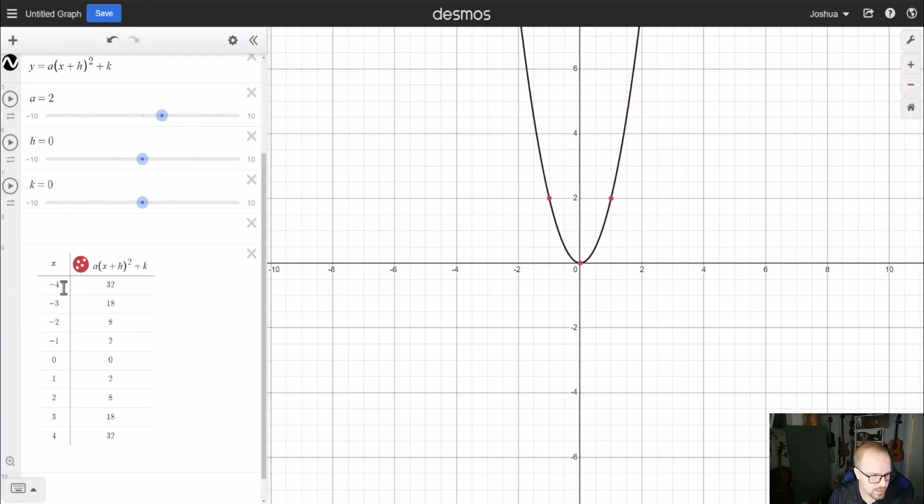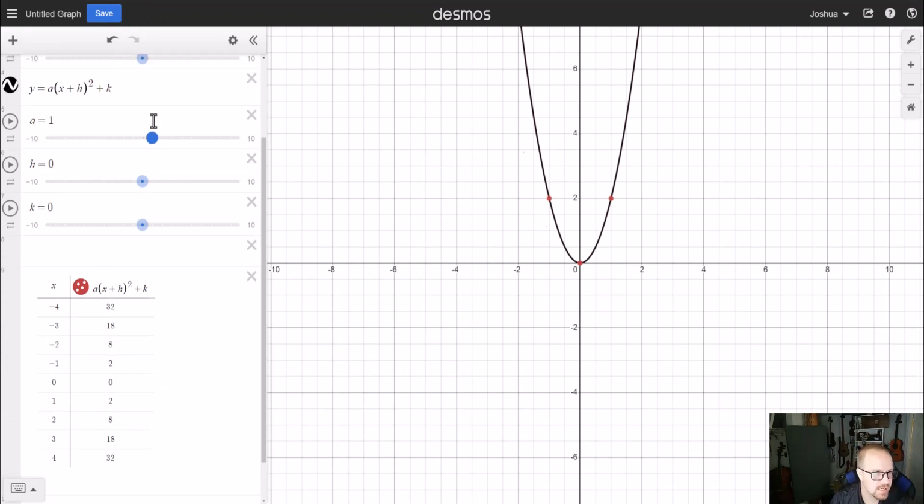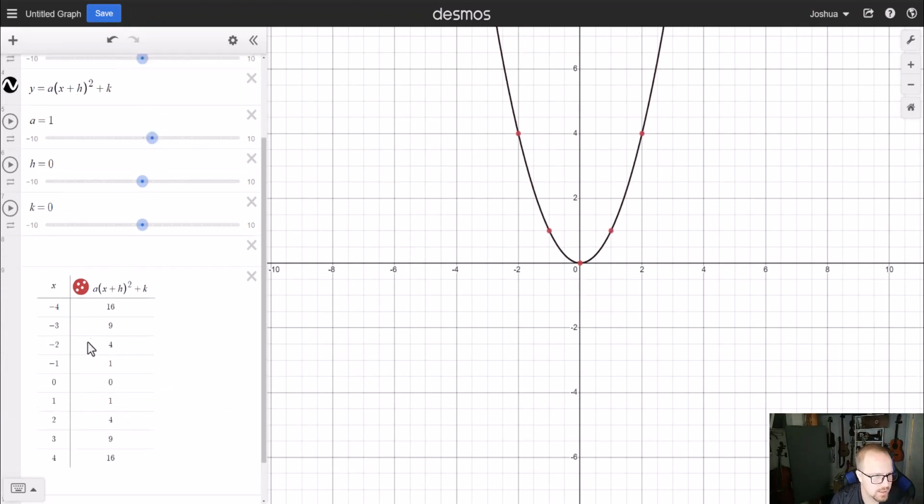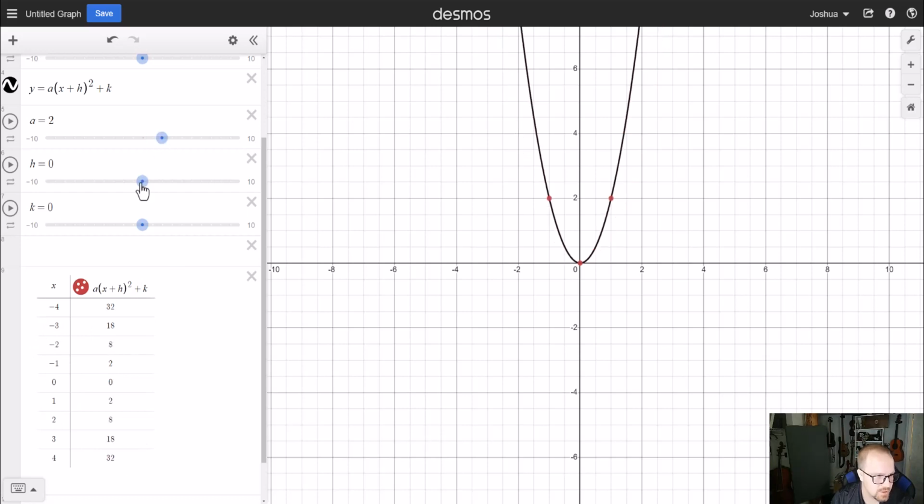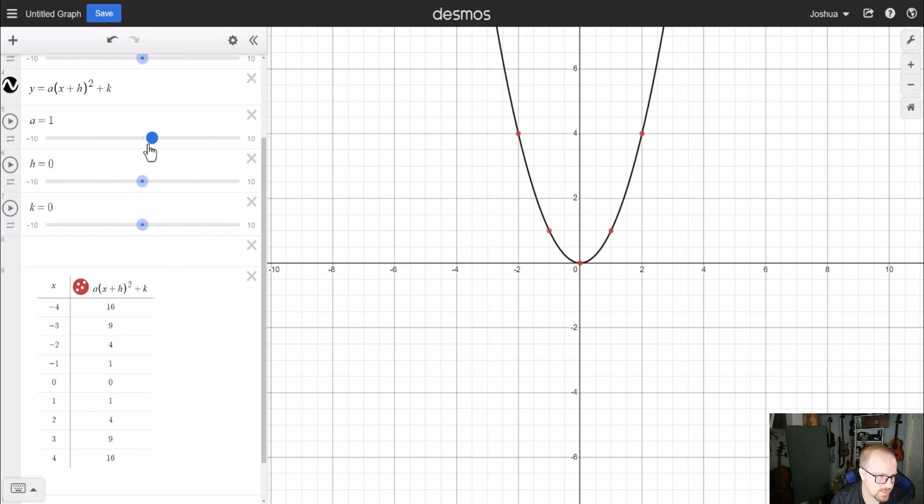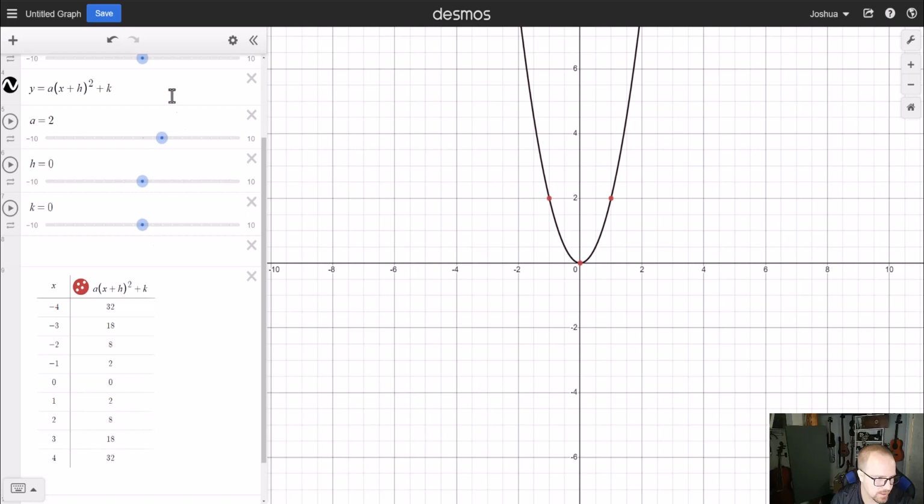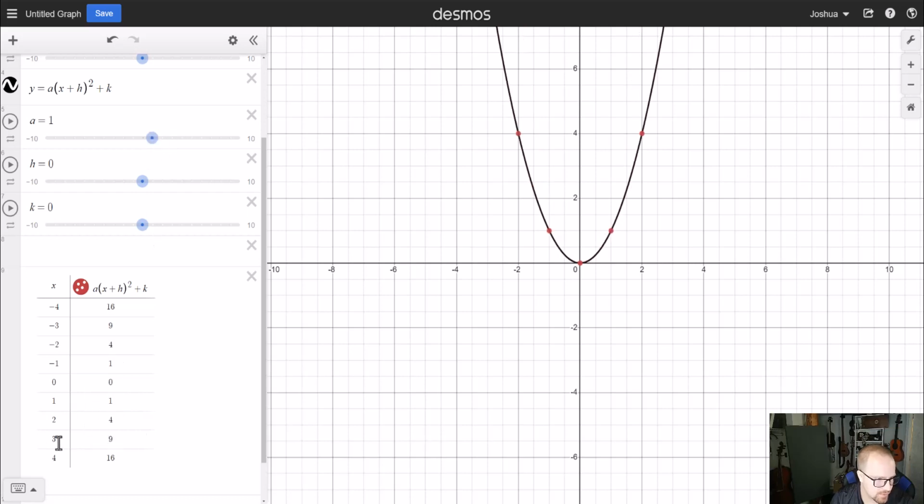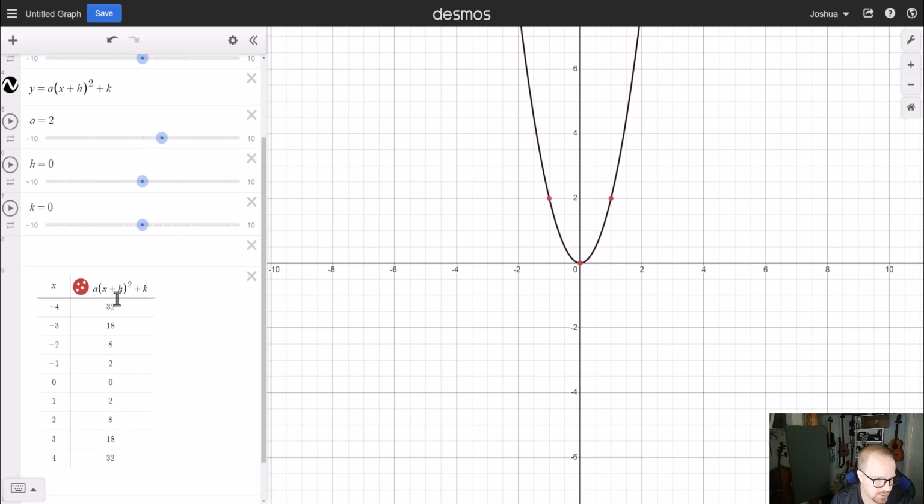All right, so I've made a quick table here, and you can see that when a is 1, the values in the table kind of follow a squared pattern. So negative 1 squared is 1, negative 2 squared is 4, negative 3 squared is 9, and symmetrical on both sides. But when I make it times 2, we're just multiplying those values times 2. So it used to be 4 for this 2 value, but now it's going to be 8, right? And it used to be 9 for the input of 3. The output used to be 9, but now we're going to times by 2 and make it 18.